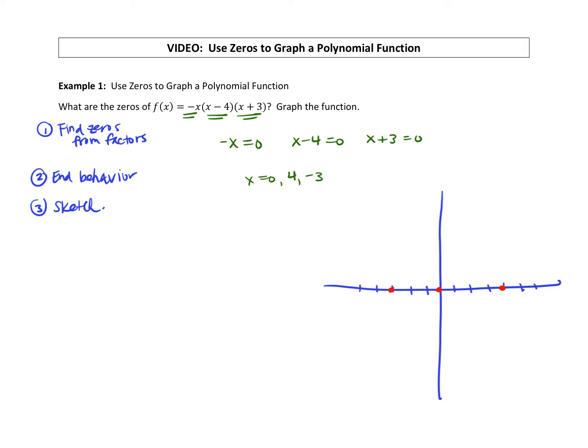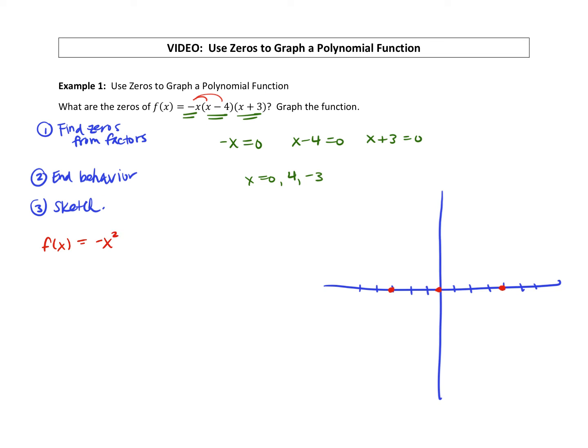It would be very helpful if we knew what the end behavior of this was. Is it going to go up on the right or down on the right? Is it heading up on the left or down on the left? So end behavior comes from our leading term, which has the leading coefficient and the degree. We don't know what the leading term is from factored form. So we're going to take our function and put it into standard form just by multiplying it out. So f of x equals, I'm going to start by distributing that negative x.